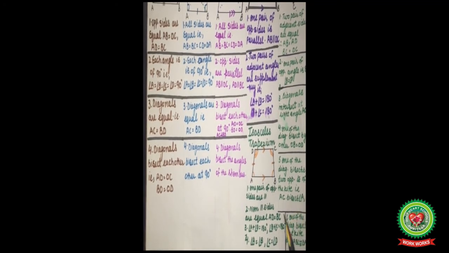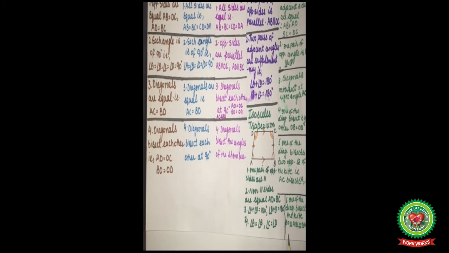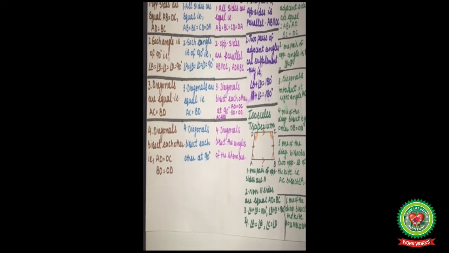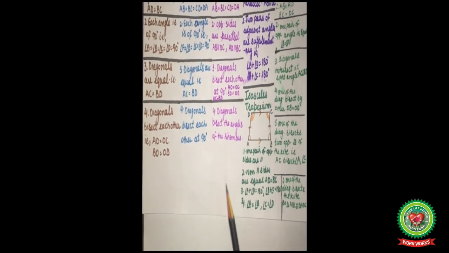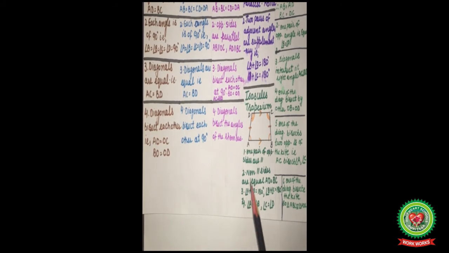That is, AC bisects angle A and angle C. And the last one is, one of the diagonals bisects the kite. So triangle ABC is congruent to triangle ADC. So now students, let us discuss the sums based on the application of the different properties.